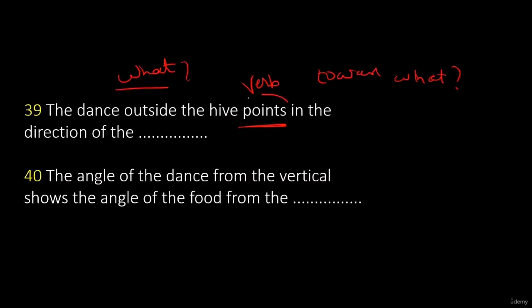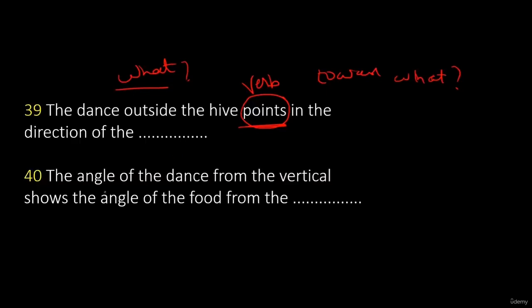You have to just remember the word points. So, the dance outside the hive points in the direction of something. What points towards what? You have to remember just this much. You go back to the passage, and you look for something that points towards something. That means the dance outside the hive points towards the direction of something.